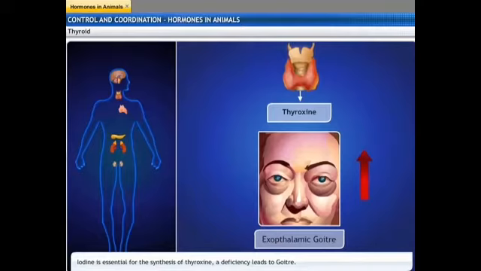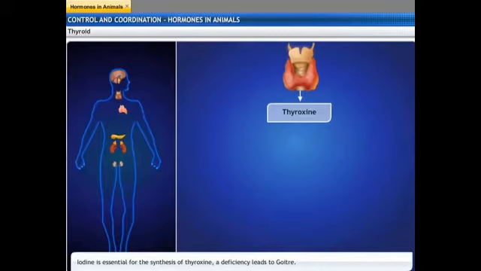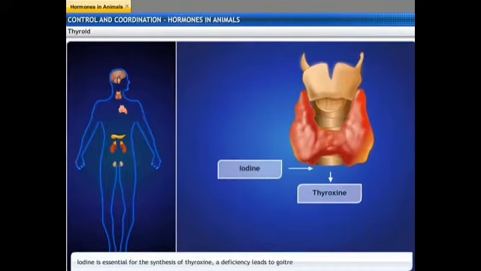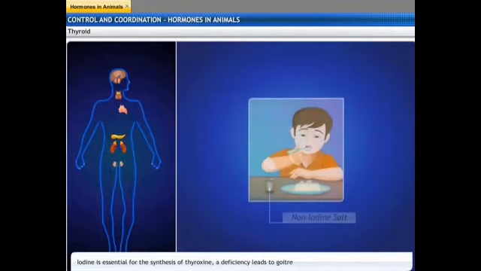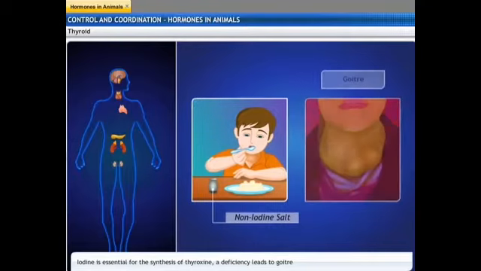If it is released in excess amount, it is harmful. If it is released in less amount, then also it is very much harmful. So it might lead to goiter, which is a deficiency disease. So iodized salt is to be taken for the effective working of the thyroid gland.